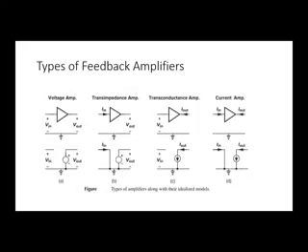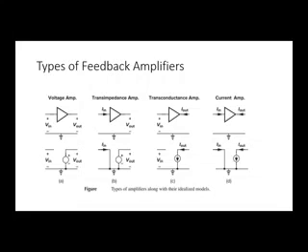Next, we'll see the types of feedback amplifiers. There are four types of feedback amplifiers. Figure A shows the voltage amplifier. Figure B shows the impedance or transresistance amplifier, and figure C shows the transconductance amplifier, and finally the fourth one is the current amplifier.